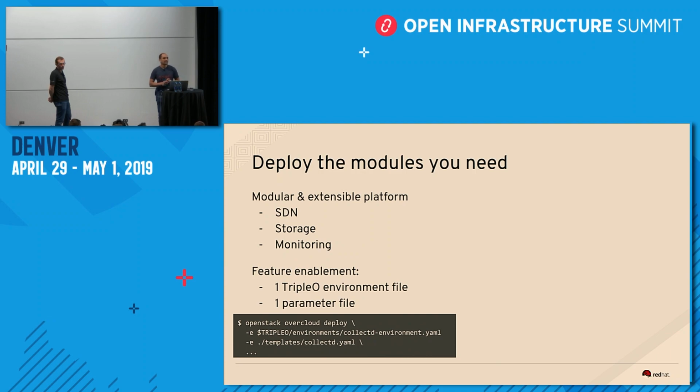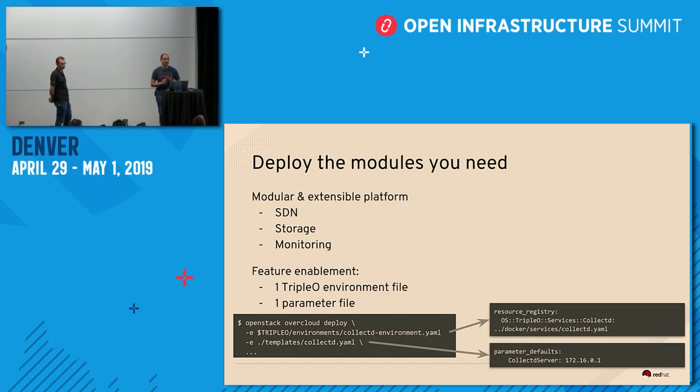How can we deploy this? It will be a very, very short walkthrough of the director and TripleO, because it is a modular and extensible platform. You can add your own SDN, you bring your storage, and of course monitoring. And for monitoring, for instance, for every feature, what we need is to include a TripleO environment file as well as the parameters files. What do we have inside those different files?